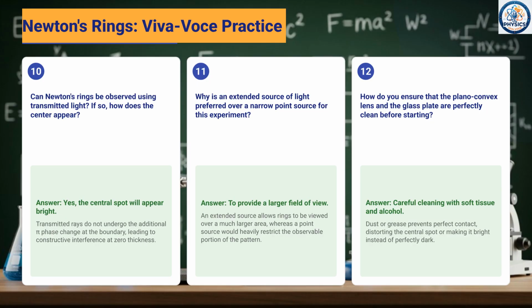10. Yes, Newton's rings can be observed in transmitted light, where the central spot appears bright. 11. An extended source is preferred over a point source to provide a larger field of view. 12. The lens and glass plate must be perfectly clean to ensure proper contact and avoid distorting the central spot.